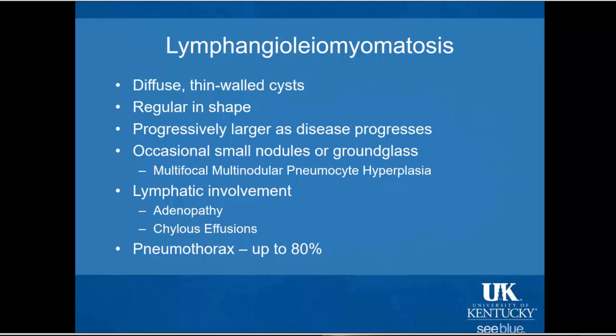They can get progressively larger as the disease progresses, and sometimes you can actually see small discrete nodules or ground glass opacities. Now those small nodules or ground glass opacities aren't actually related to the smooth muscle proliferation that causes the cystic lung disease. Instead, those small nodules are related to pneumocyte hyperplasia, but that's still not commonly seen in the setting of LAM, but you can see that sometimes.